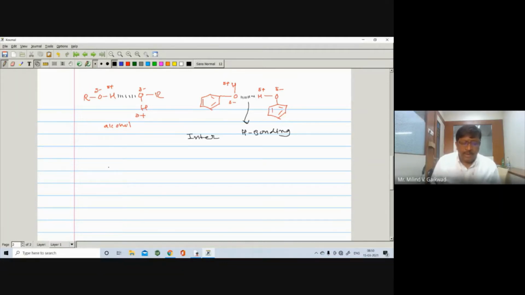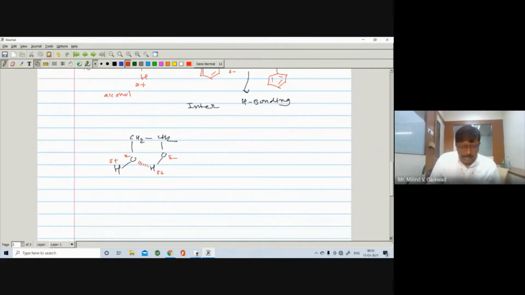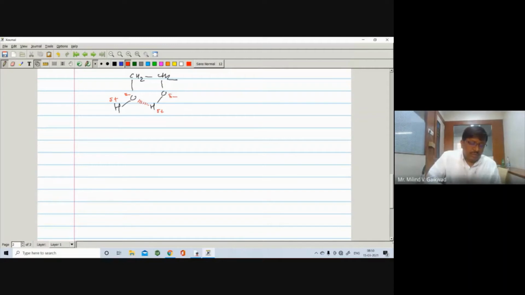Also, there is formation of intramolecular hydrogen bonding. Just now I have taken one example, orthohydroxybenzoic acid. Again, suppose you take such type of example, here is O, here is H, here is O, and here is H, meaning 1,2-diol. So here also there is formation of hydrogen bonding, partial negative, partial positive, partial positive, partial negative. And again in amines and amides also there is the presence of hydrogen bonding.